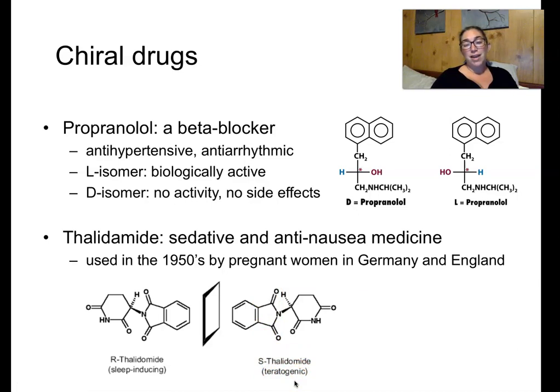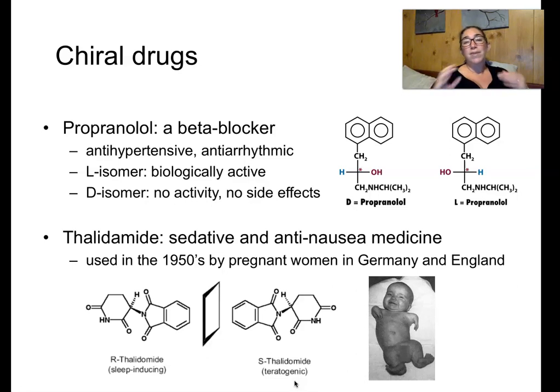It causes birth defects. What it did is it prevented or truncated limb development. So babies were born with either shortened arms or shortened legs, or both. And it was a whole generation of babies that were born this way, and they're collectively known as thalidomide babies, born in England and Germany in the 1950s. And so the drug, of course, was immediately pulled and not given to pregnant women anymore.